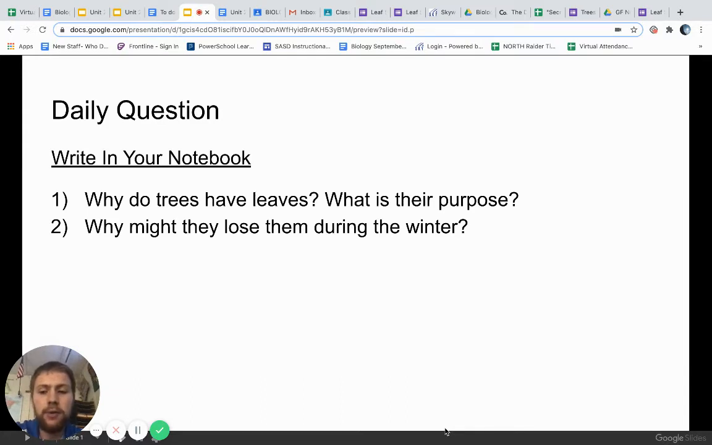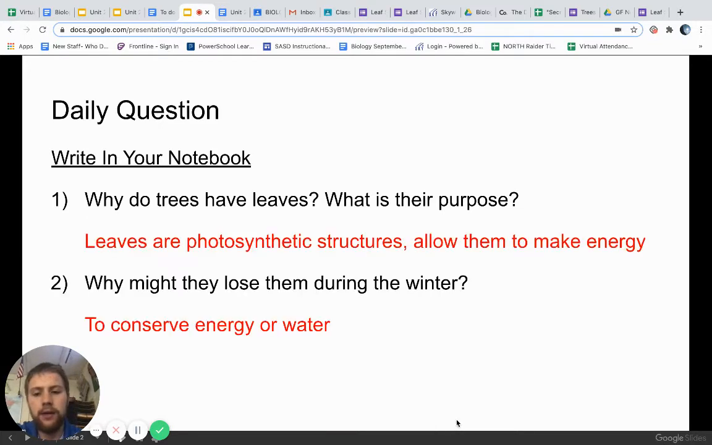All right, today we are going to be learning about leaves. So before we begin, I want you to go ahead and think about why trees have leaves in the first place. What is their purpose, and why might they lose them during the winter? I kind of alluded to that in my first trees lecture that I did earlier in the week. So think about that for a second. Feel free to pause at home and write this down in a notebook, okay? All right, let's come back.